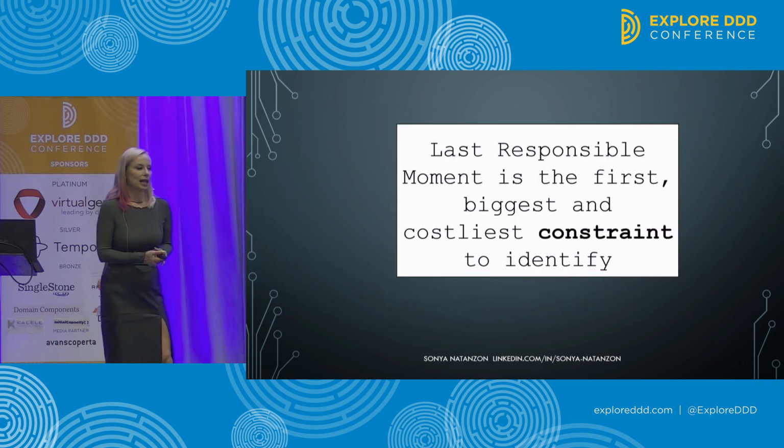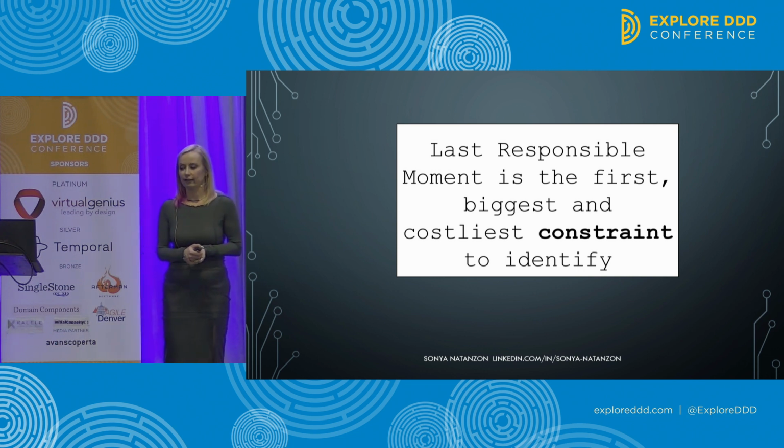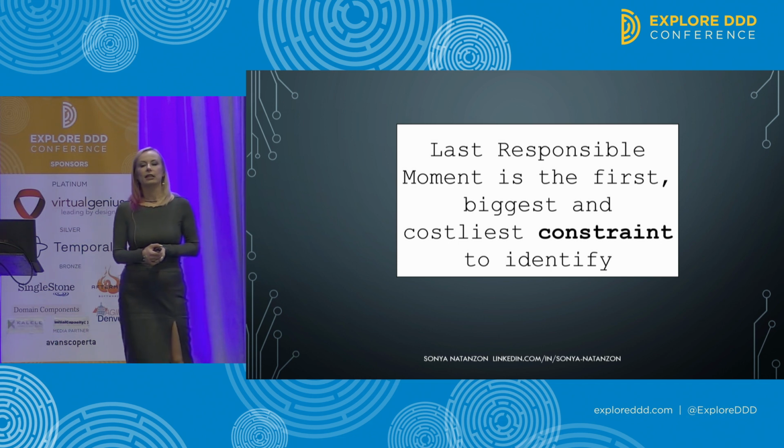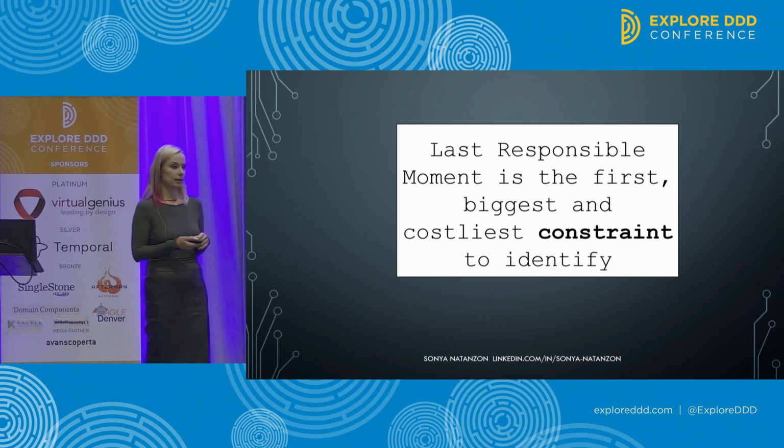So what really is your last responsible moment? It is the first and biggest constraint for you to identify. It is also a convenient mechanism to surface all other constraints that you might have and their relationship to each other. If you notice, we almost never talk about a single constraint in isolation. All these things, timelines, budgets, long-term business objectives, available engineers, quality attributes, they all interplay with each other and relate to each other in some way, and they all need to be considered in the solution.